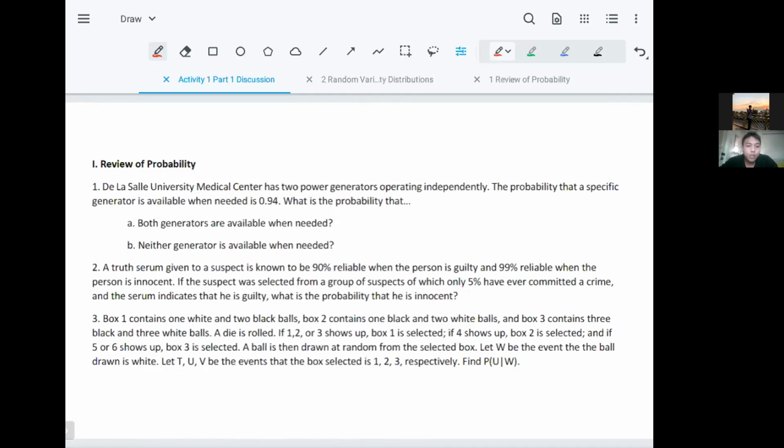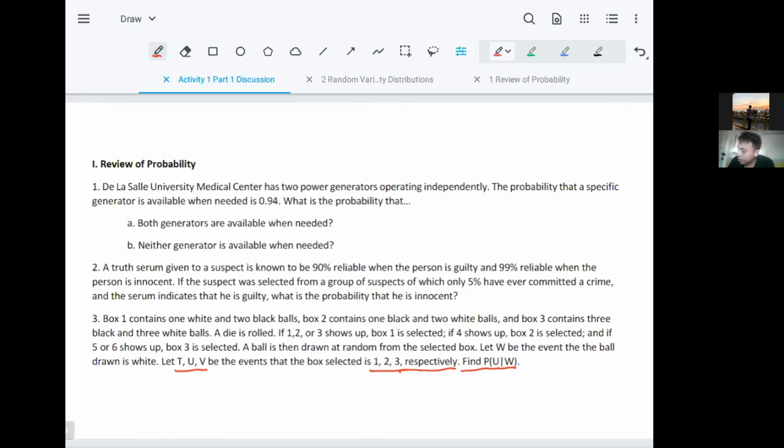And then each box contains several balls. I draw a ball at random from the selected box. And let W be the event that the ball drawn is white. Ang maganda sa kanya, sinet up na niya yung step 1. Kasi nakalagay, let U, V, and W be events that box 1, 2, and 3 respectively are selected. Pati yung question, straightforward niya tinanong. Find the probability that, given the ball is white, it came from box 2. P of U given W.